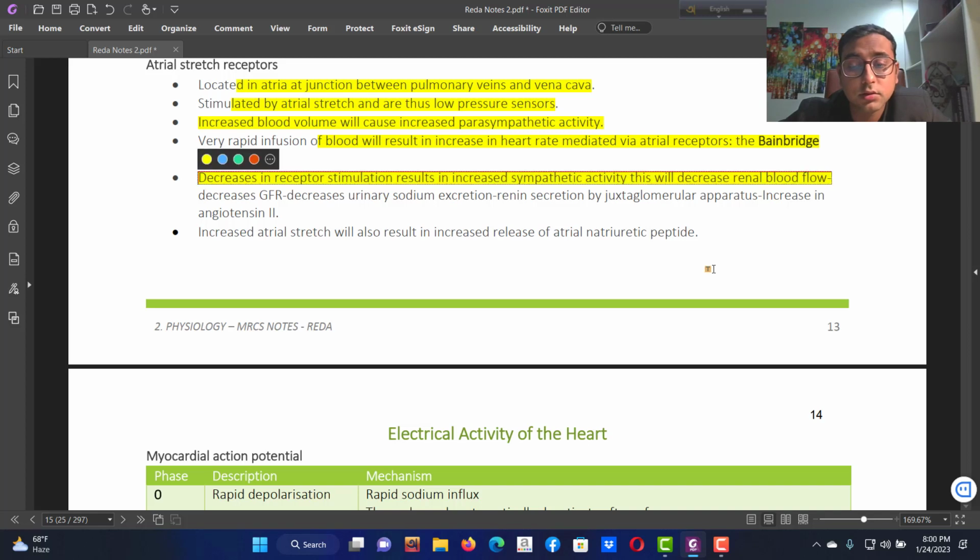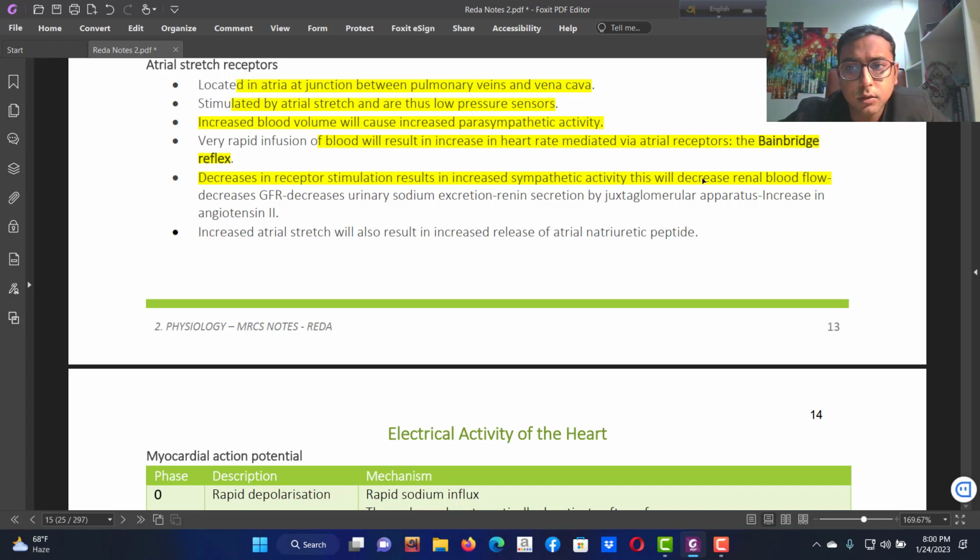Okay, that will decrease the renal blood flow, because more stimulation, and more parasympathetic stimulation will raise the pressure. That's why if the sympathetic system is activated, then more blood will go through the renal system and the GFR will be high.